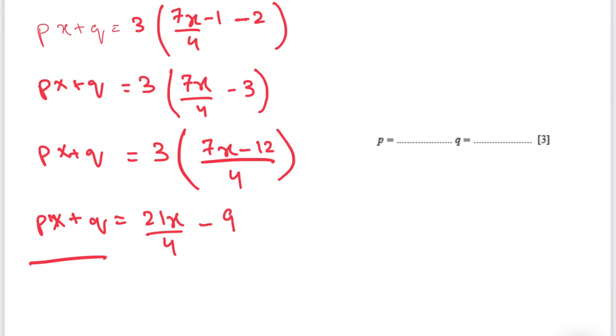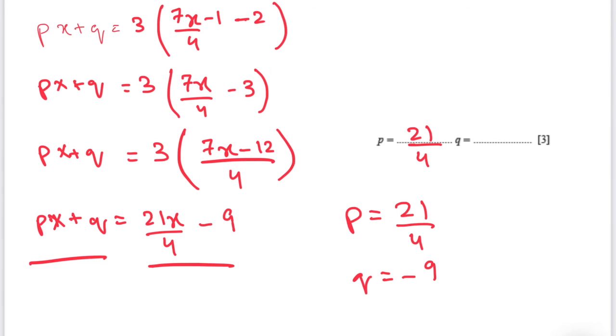You can compare these two functions now. So since p is right next to x, p would be 21 over 4, and since q is the lonely variable, the value of q would be negative 9. So you write these values right here, 21 over 4 and negative 9.